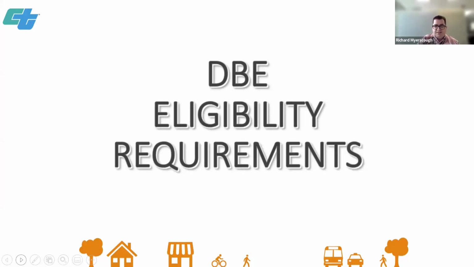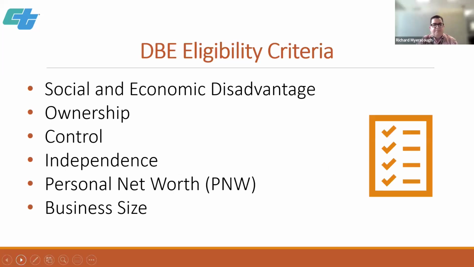So we've discussed who certifies you. That would be the previous slides. Let's look at which companies are eligible to become certified. So criteria for DBE eligibility include social and economic disadvantages, ownership, control, independence, your personal net worth or PNW, and we'll talk a lot about that. Business size. Certifying agencies are required to request tax documents, personal identification documents, and business documents to certify that the potential DBE meets the eligibility criteria. Please note, there may be other information requested, especially if they need further clarification about something.